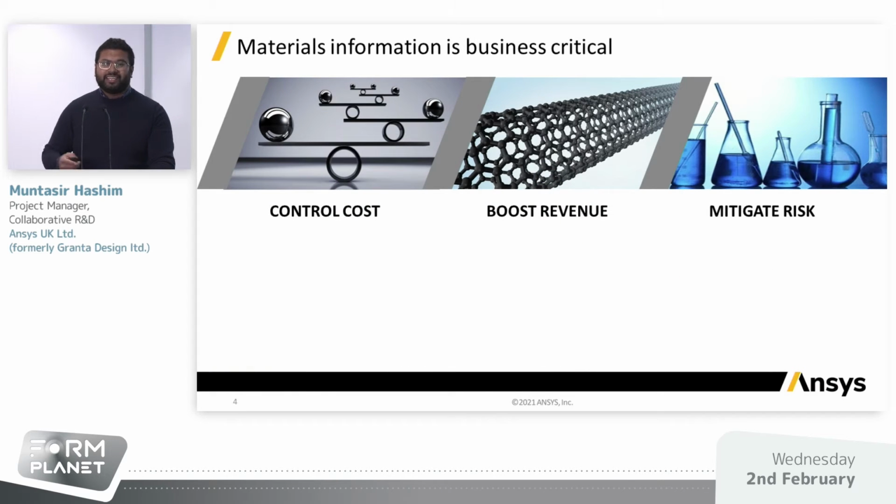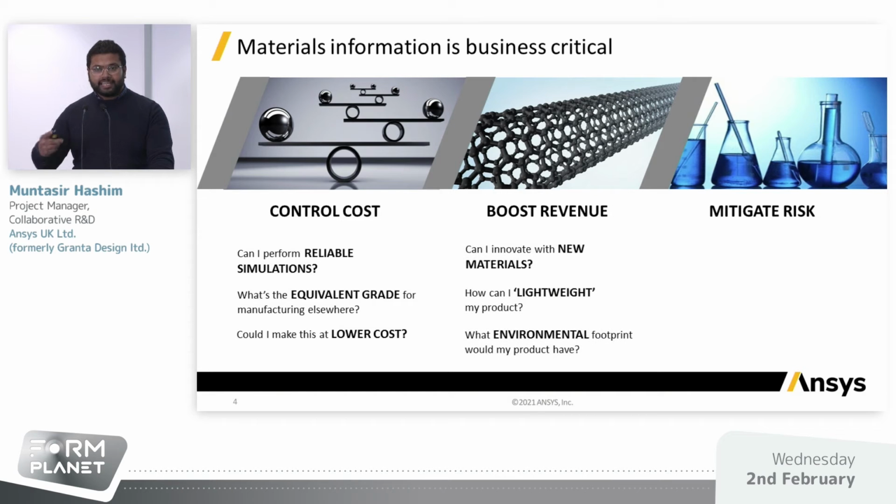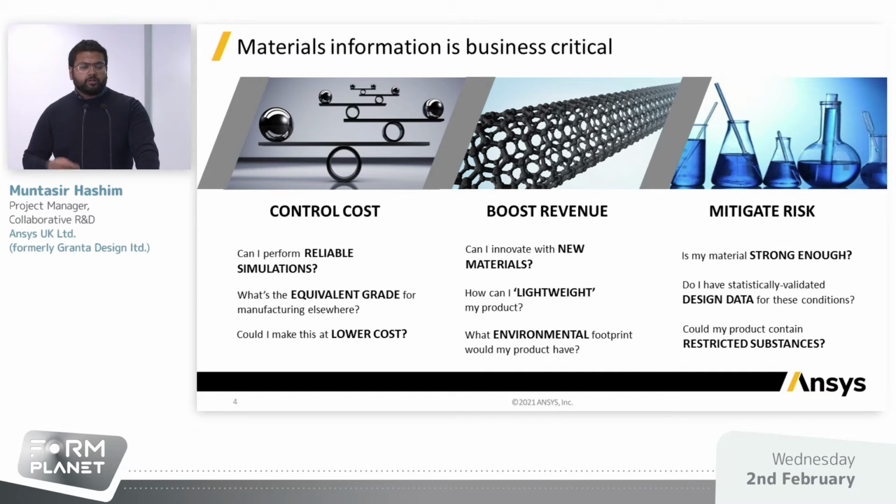Going on to why materials information is business critical. It helps to answer questions related to controlling cost. Can I make reliable simulations? Can I have an equivalent grade? Can I lower the cost? It helps to innovate new materials, lightweight, with reduced environmental footprint, and also mitigating risks. Is it strong enough? Design data, and also checking if the product contains restricted substances. So this is the power of a good materials information system.